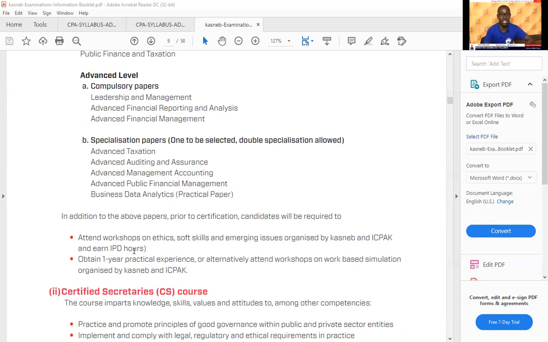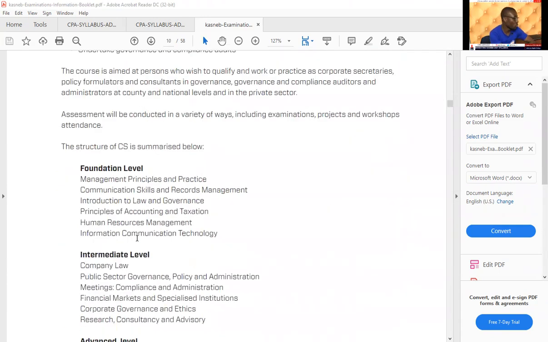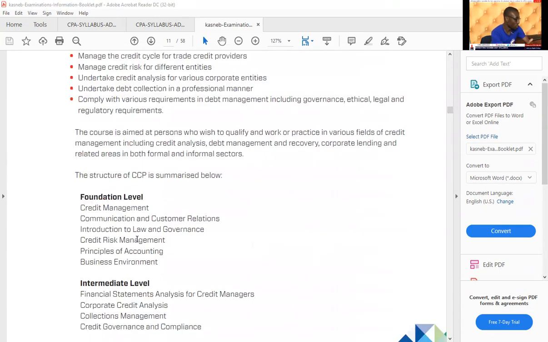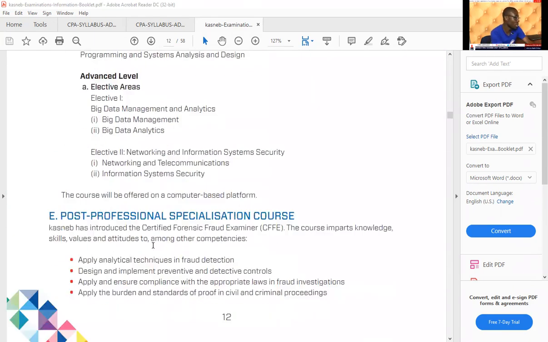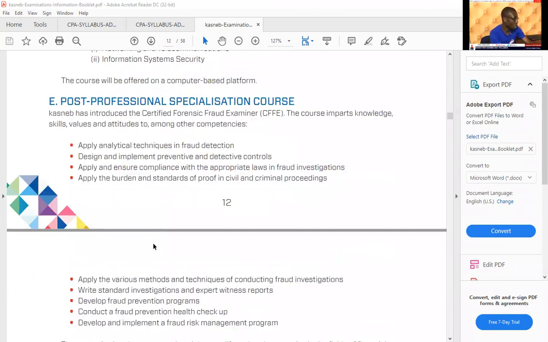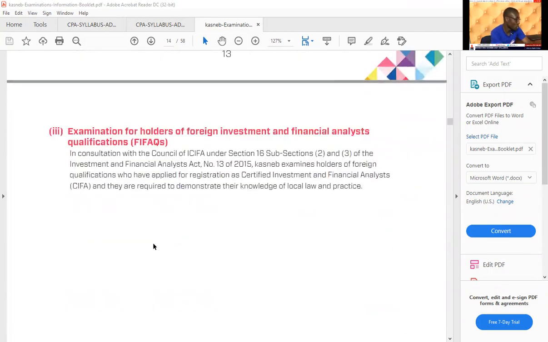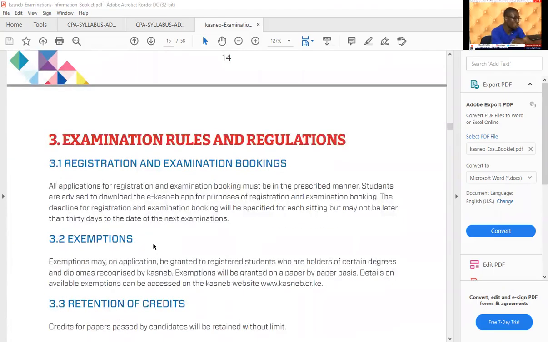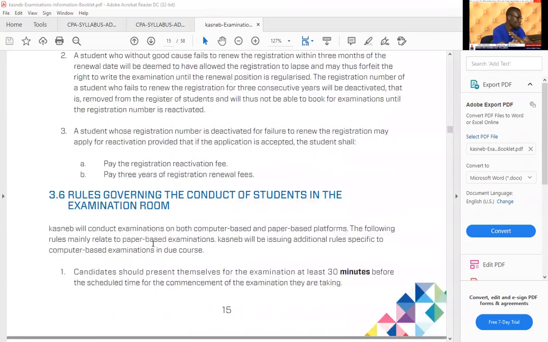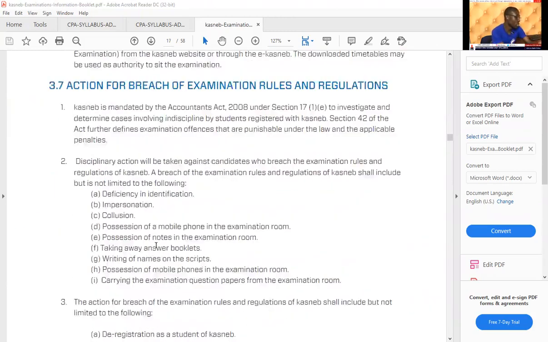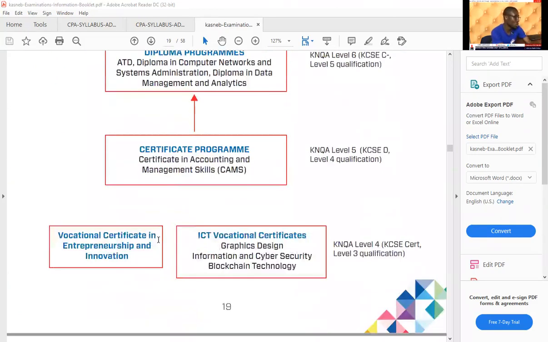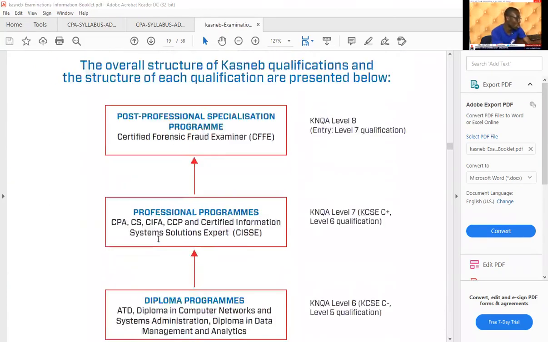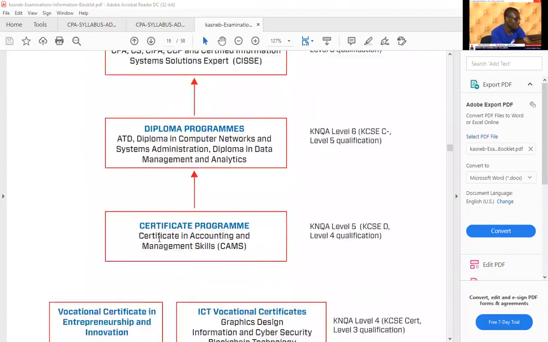Today, our session ideally is to dissect this new syllabus, right? So after we've talked of this, let us go now to the transition part of it. At the transition part, I'll be talking of the professional specialization course that Kasneb has introduced. So just allow me to jump directly to the transition part. All these other things are also very important for us to understand, like the new structure, and also the post-professional specialization program.